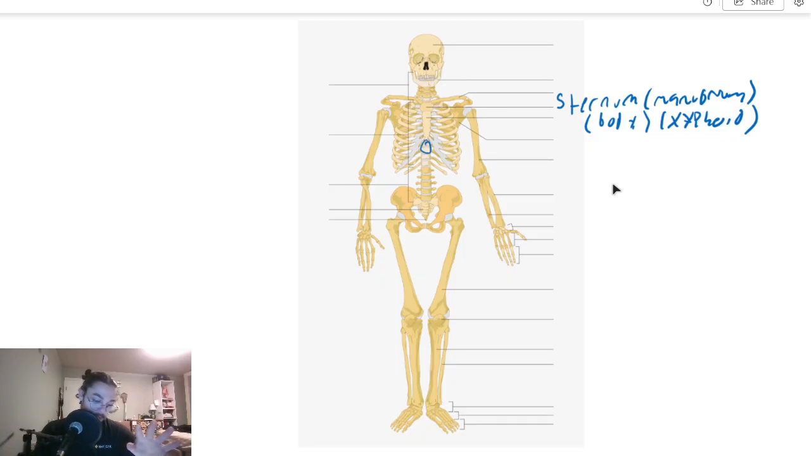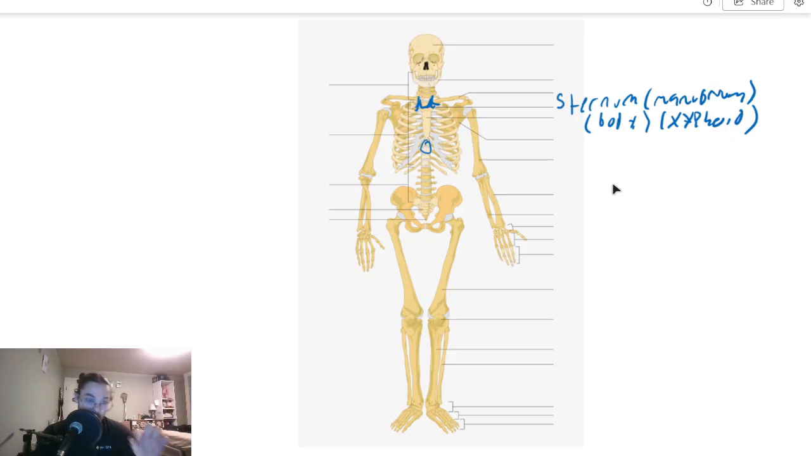This is the manubrium right here. You have your jugular notch of the manubrium. See, all these bones have little landmarks as well. So the notch there, and then you also have your clavicular notches, of course, which is where the clavicle articulates with the sternum.